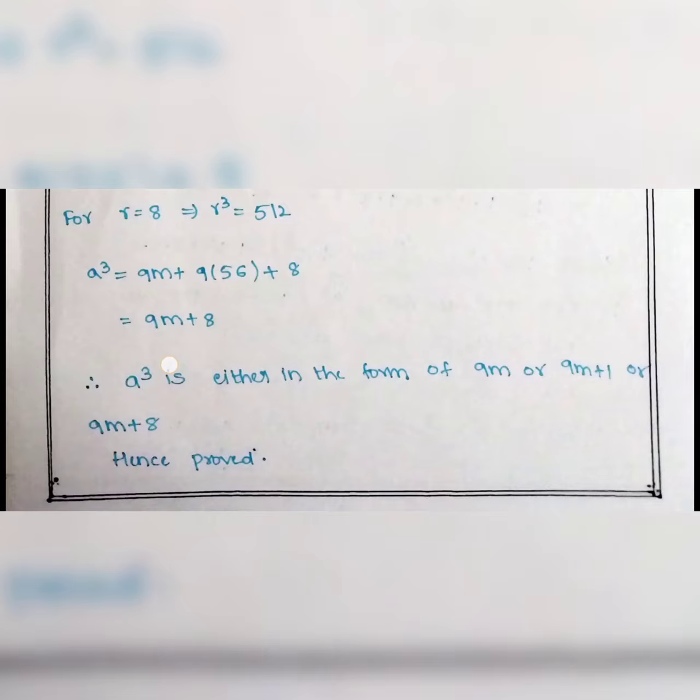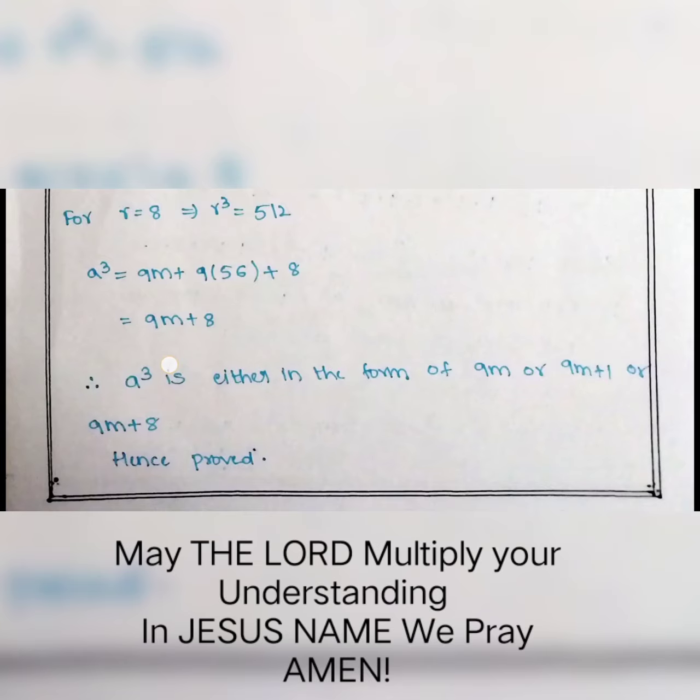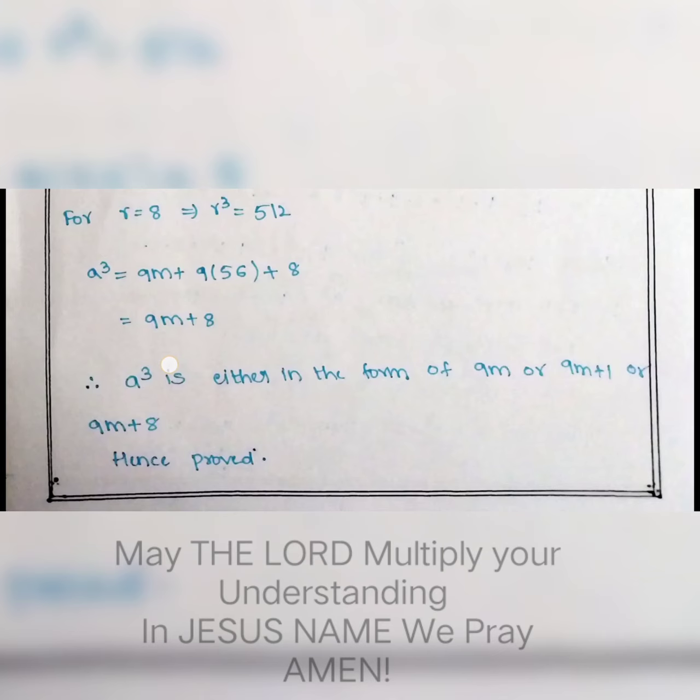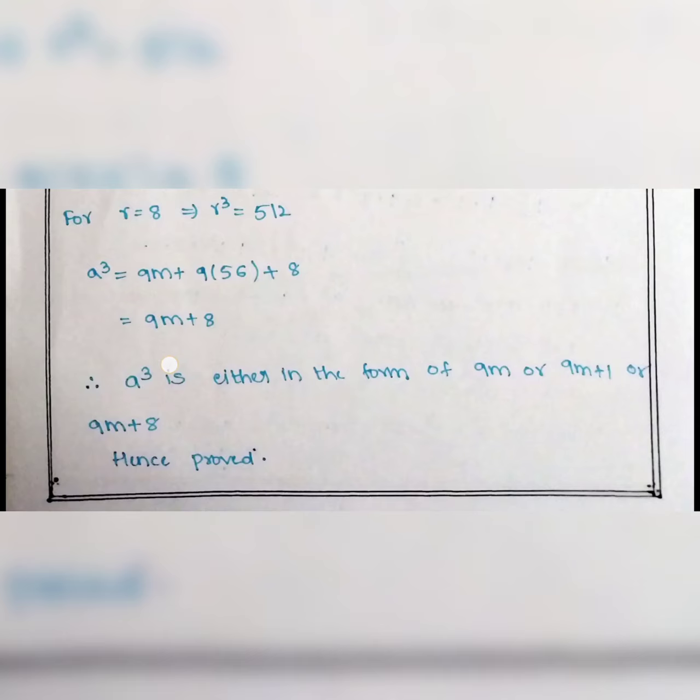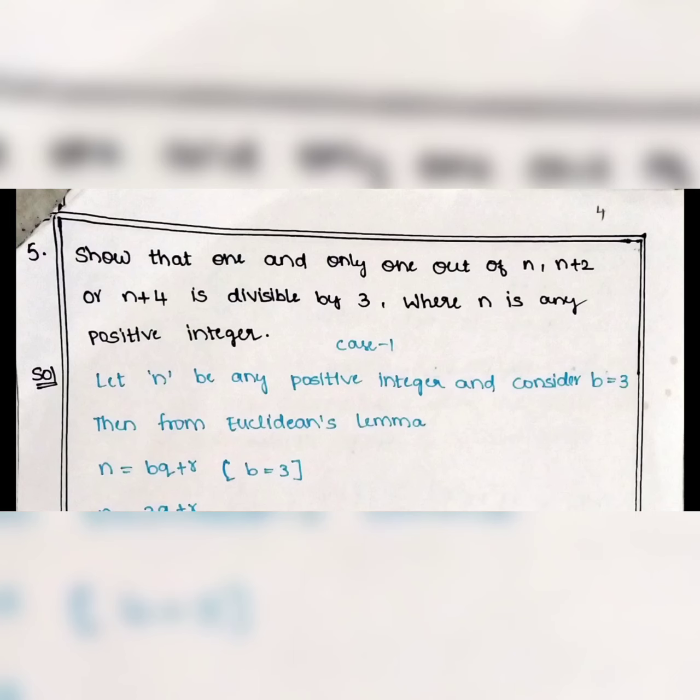Next bit is the fifth one. Show that one and only one out of n, n plus 2 or n plus 4 is divisible by 3, where n is any positive integer. So, case 1: let n be any positive integer and consider b equals 3, because they said that it is divisible by 3.